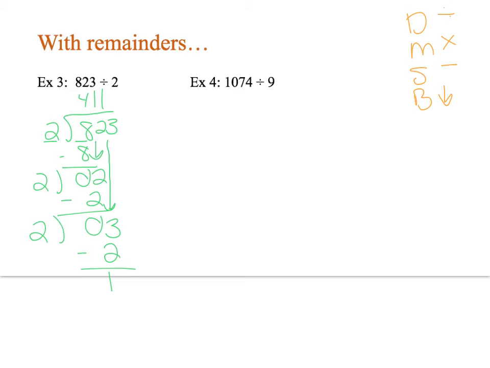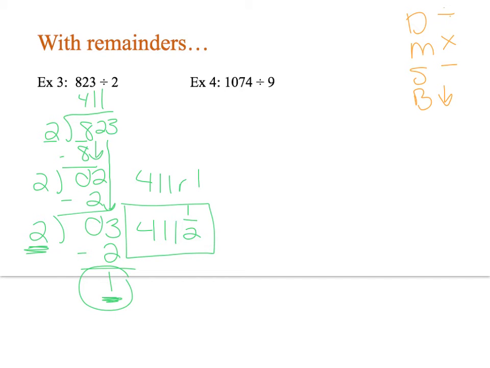In the past, your teachers may have asked you to write the answer as 411, remainder 1. Rather than doing that, I would like you to express that remainder as a fraction. So what you're going to do is take that remainder 1 and put it over the number you've been dividing by, and in this case it was 2. So our answer is 411 and 1/2. That makes sense because if we have 1 left and we're dividing it into 2 pieces, they are split into halves. So this is the answer I'm looking for.